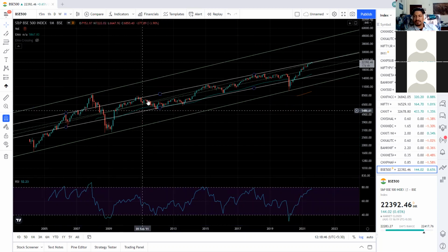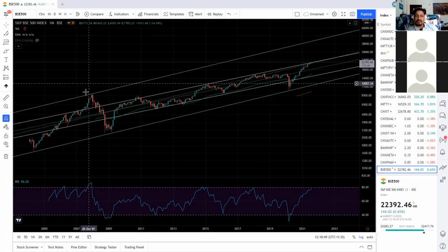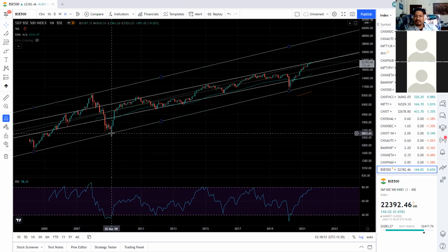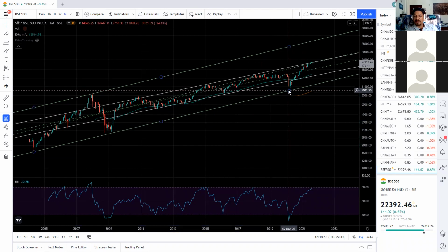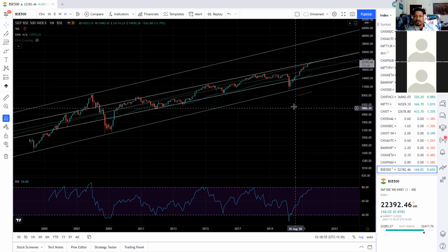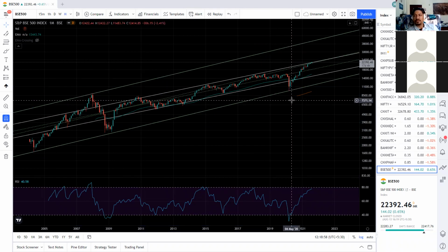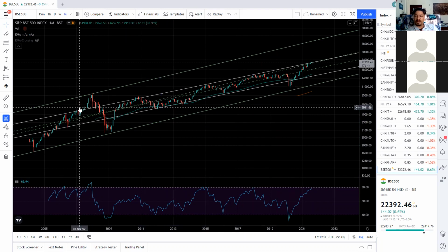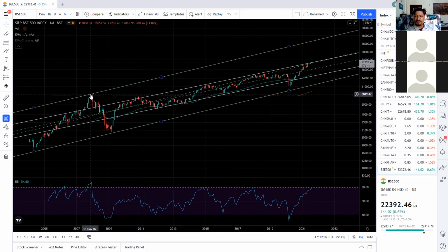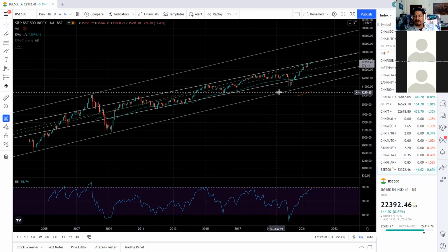This channel is made based on these extremes, right? We never knew this end. This end could be here also, or here also. That will create a new possibility. As of now, this is the boundary. This is the extreme boundary on the upside. This is the extreme boundary on the downside.